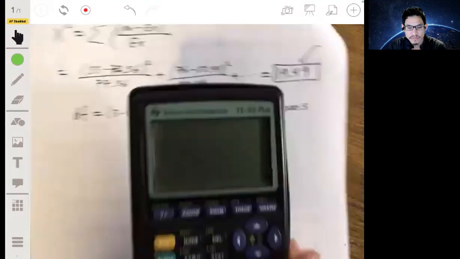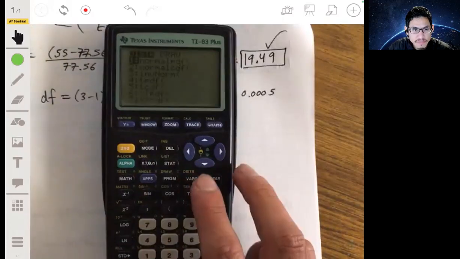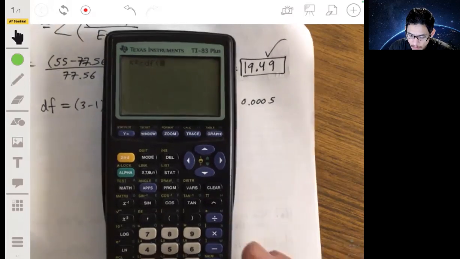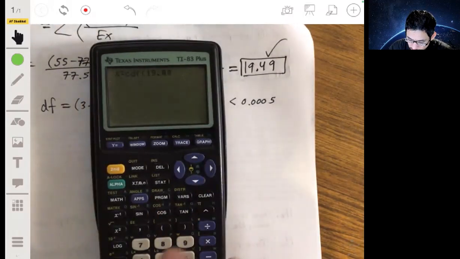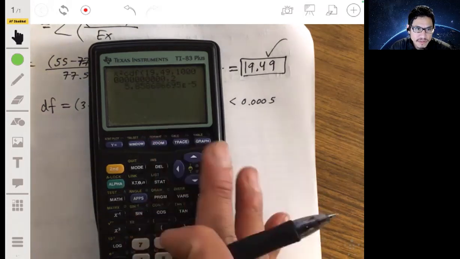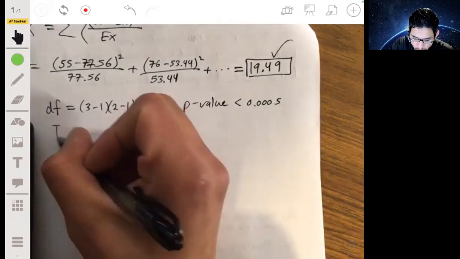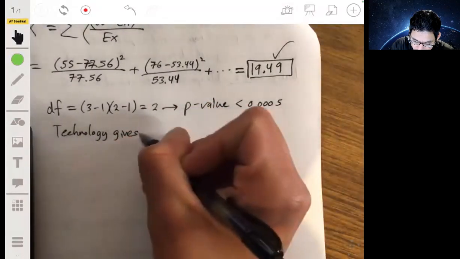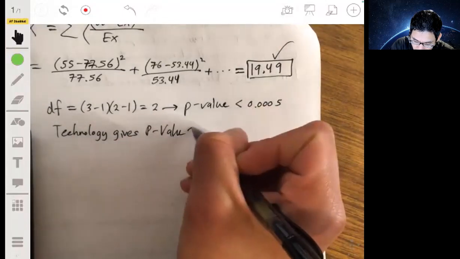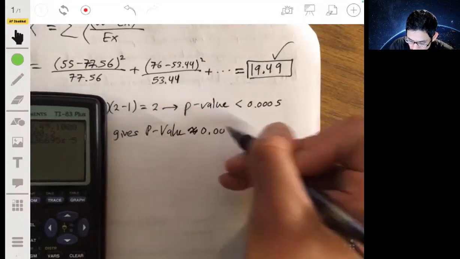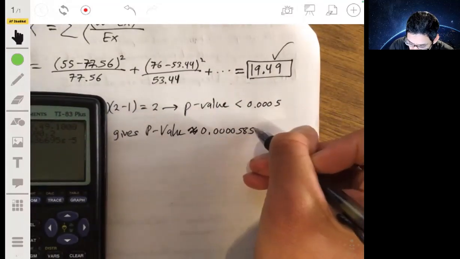In our calculator, you can go to the distribution function, press vars, and go to chi-squared CDF. Remember, it's the lower bound, 19.49, comma, upper bound, make a huge number, comma, degrees of freedom, and you get a super small value. A p-value of about 0 again, so 0.0000585.